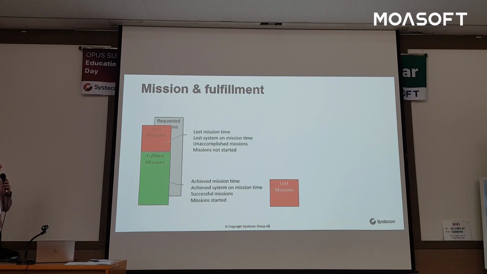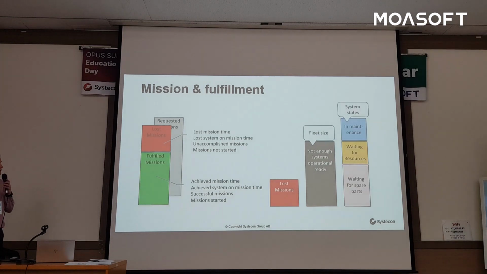So anyway, these lost missions, there are reasons for that. Why do we lose mission time? Well, maybe we don't have enough systems, or more precisely, we do not have any systems that are operational and ready. That's why we lose the mission time. So maybe the fleet size is not big enough, or there are other reasons that call for the lost missions.